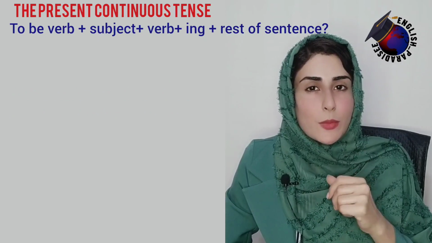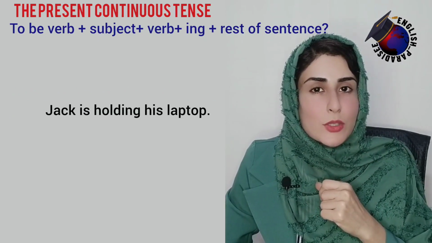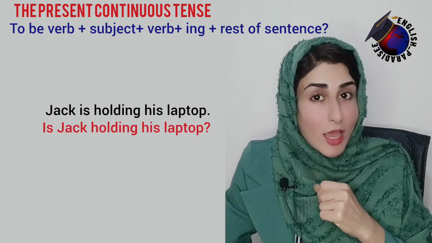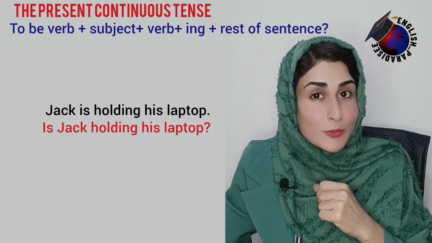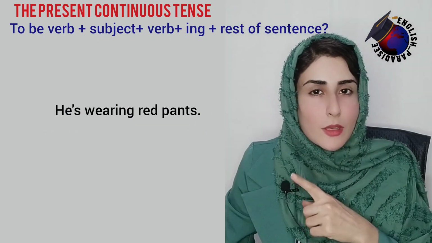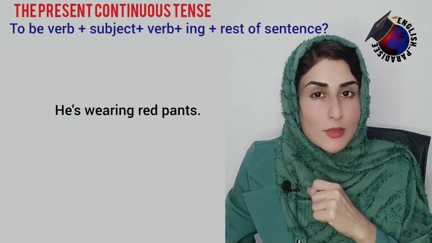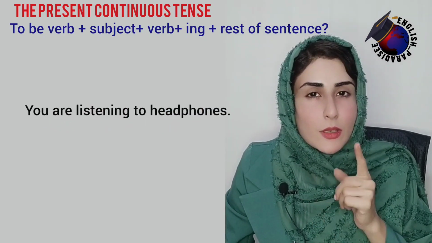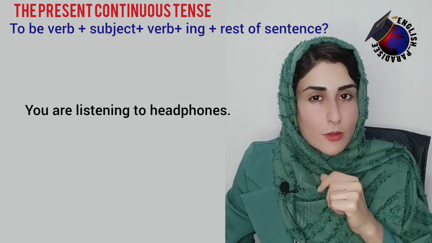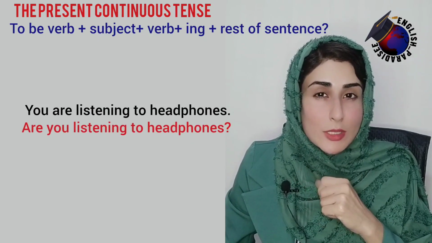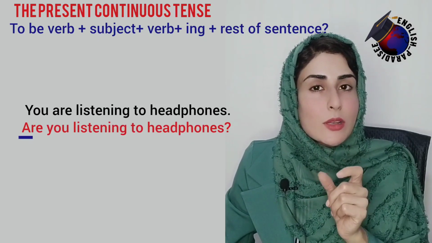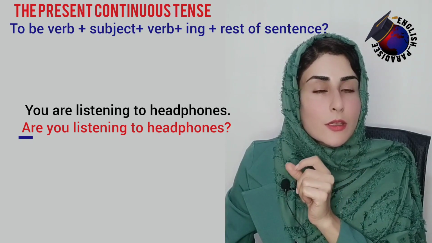For example, in this sentence, Jack is holding his laptop. Is Jack holding his laptop? Okay. Or he's wearing red pants. Is he wearing red pants? You are listening to headphones. Are you listening to headphones? But remember, capitalize the first letter of the to be verb.